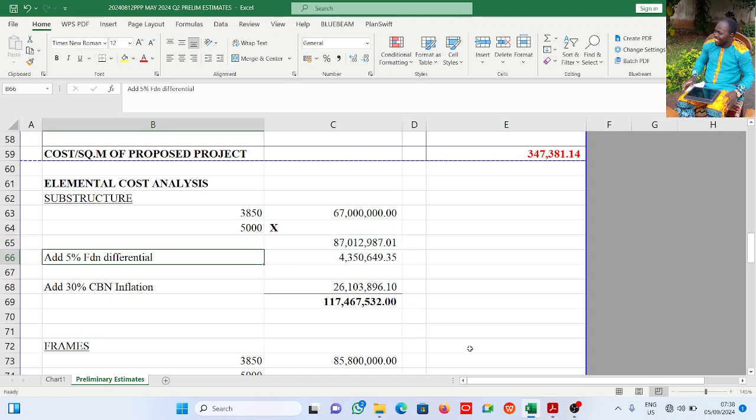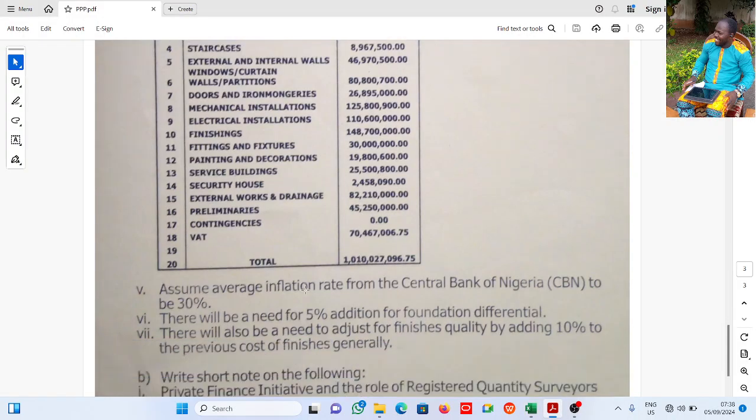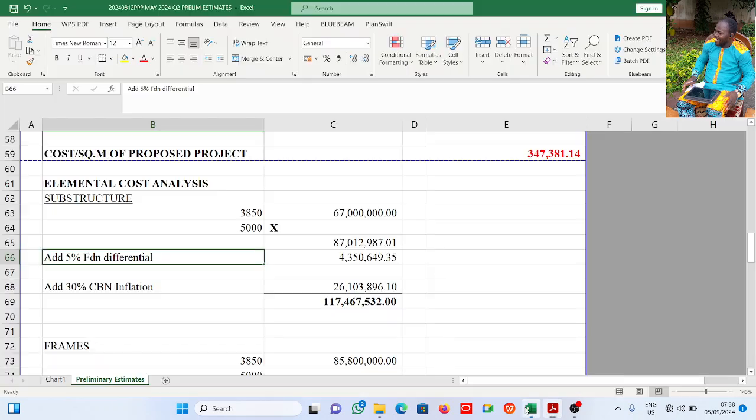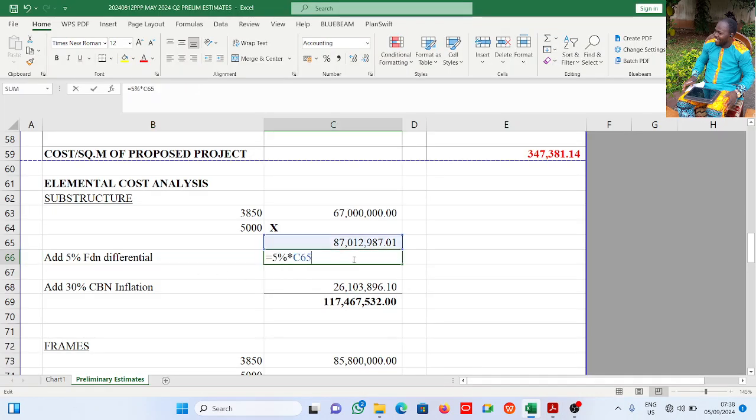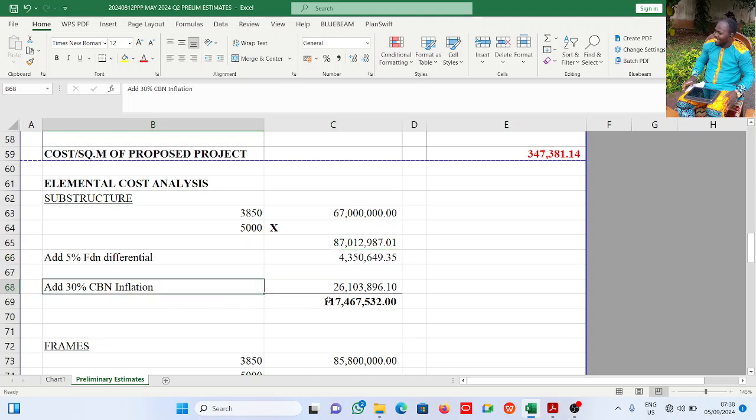That is a question on foundation. We need a 5% foundational differential. Look at it here. There will be a need for a 5% addition for foundation differential. So I need to take that into consideration. 5% of this gives me 4,350,649 naira 35 kobo. Now I add CBN inflation of 30%.